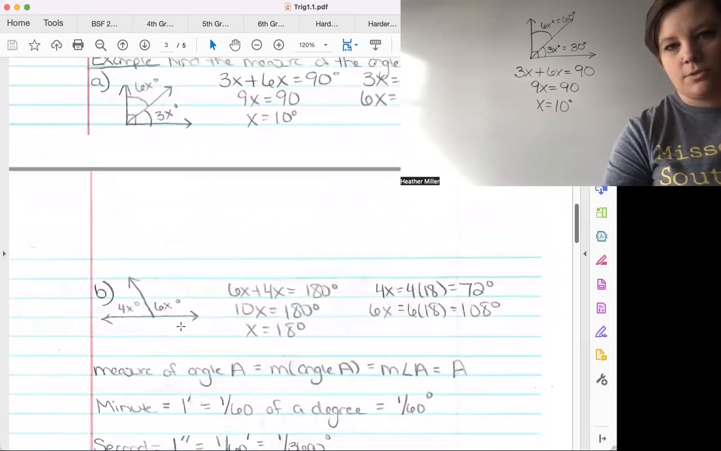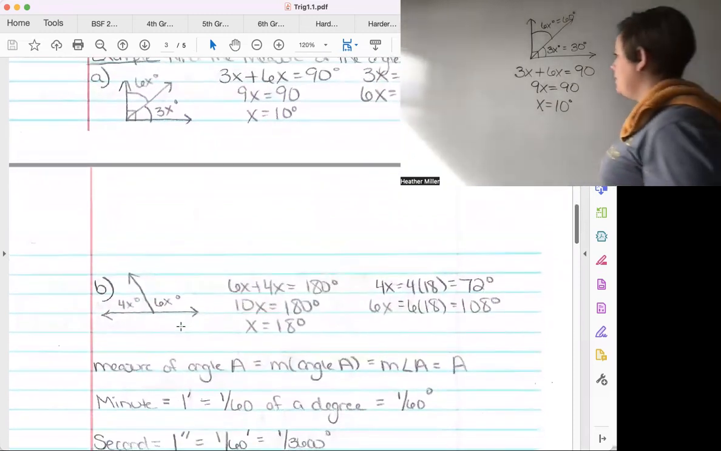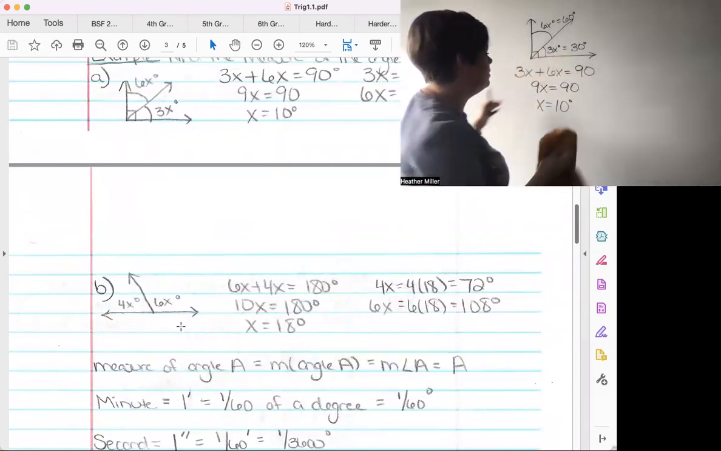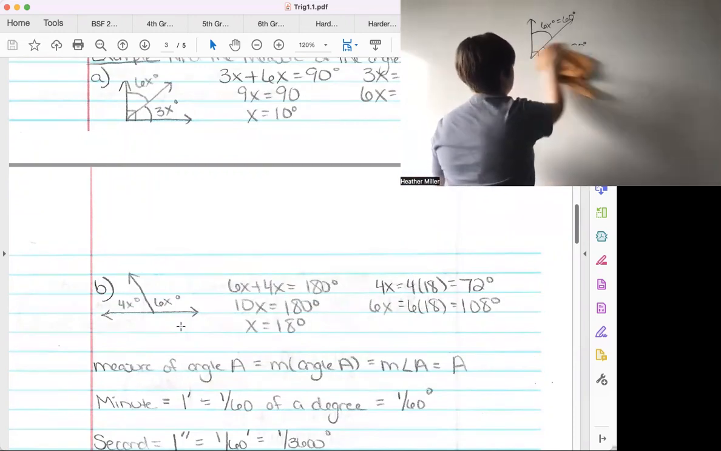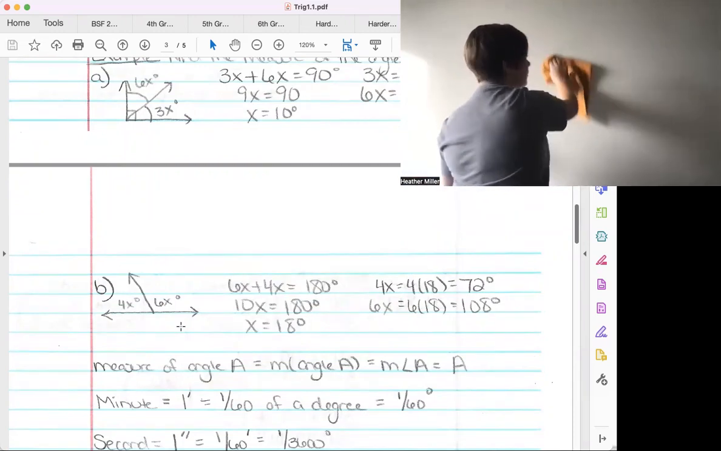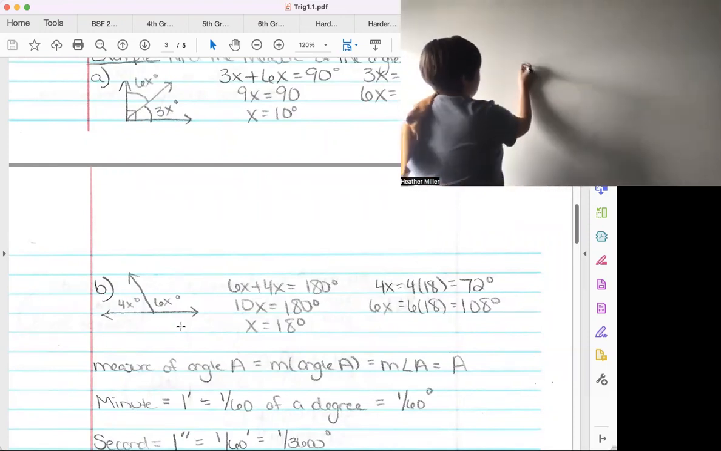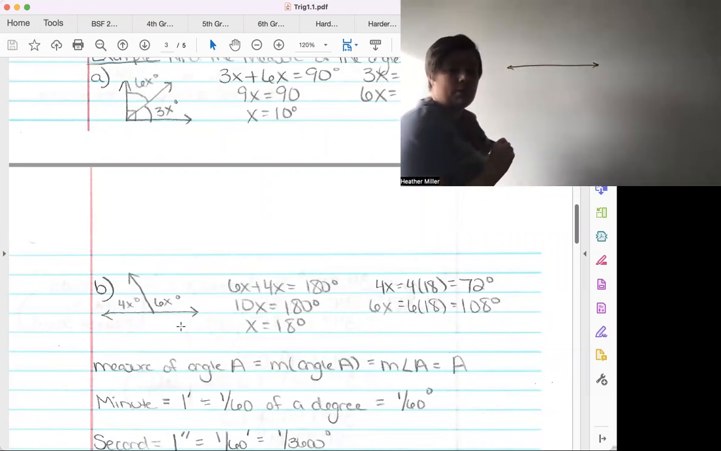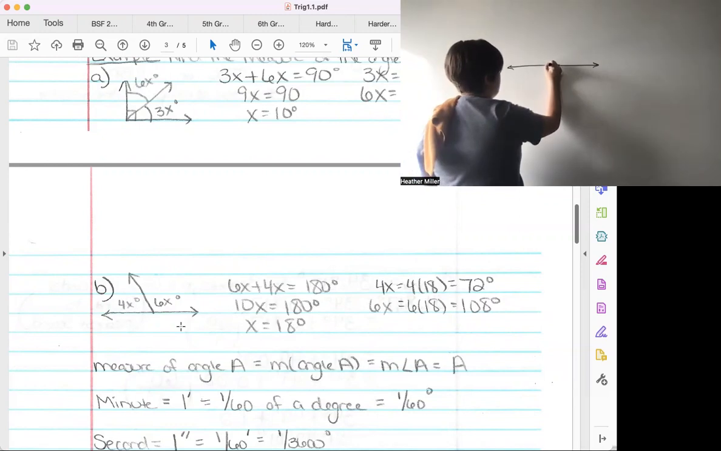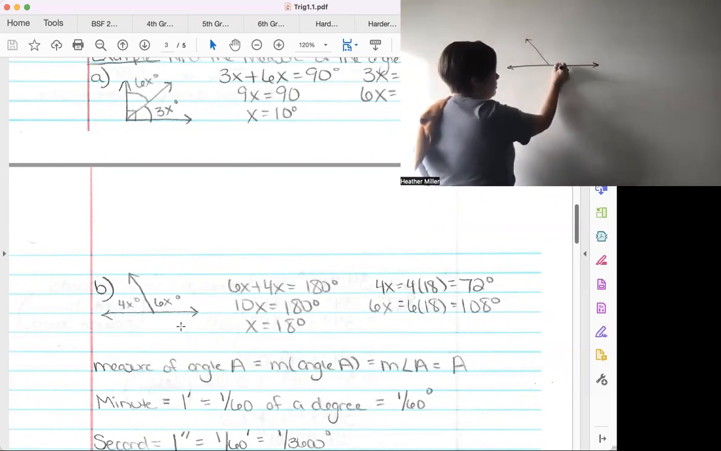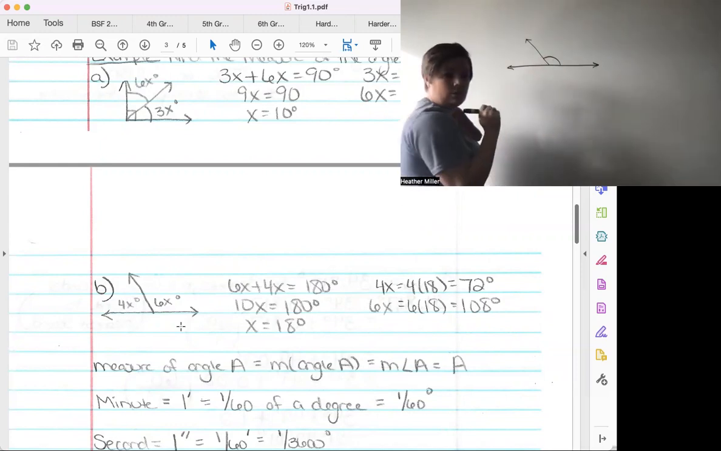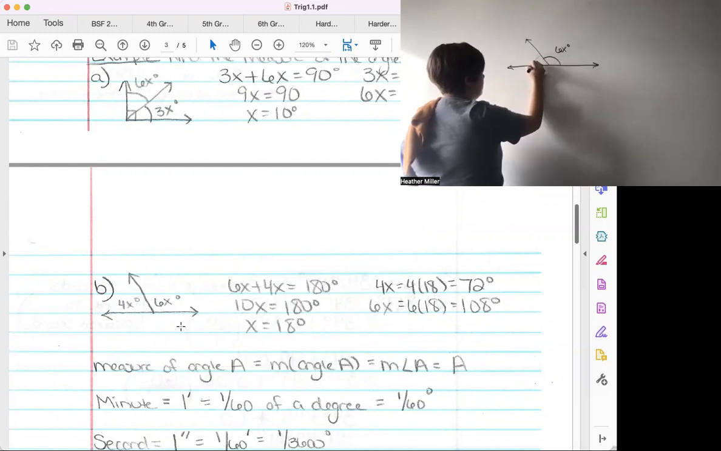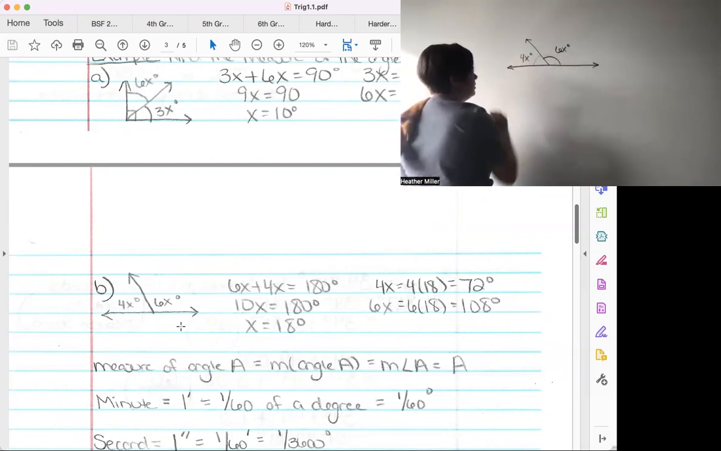I'll try and leave that one up there too, so you can see the work. B is going to be very similar, only instead of this time, you notice we had a 90-degree angle. If you look at B, notice how B looks like a straight line, and that's because it is. So we're going to have a straight angle like this, and a straight angle measures 180 degrees. Where this part right here, according to our picture, is 6x degrees, whereas this part over here is 4x degrees.